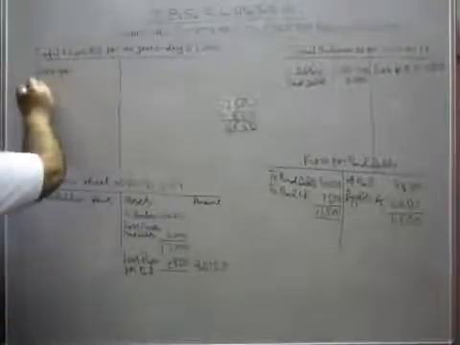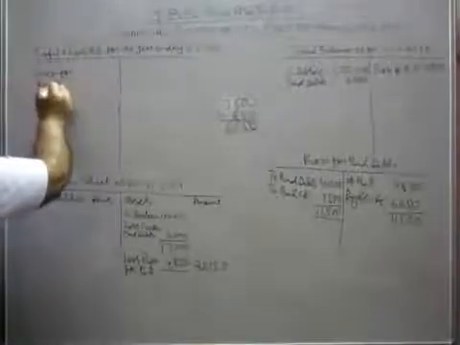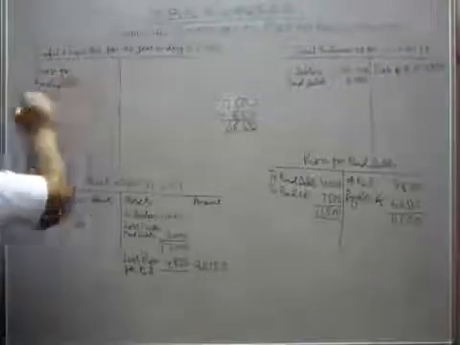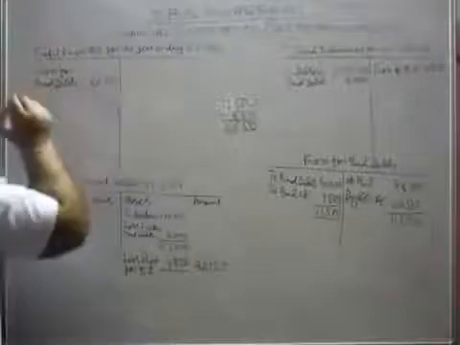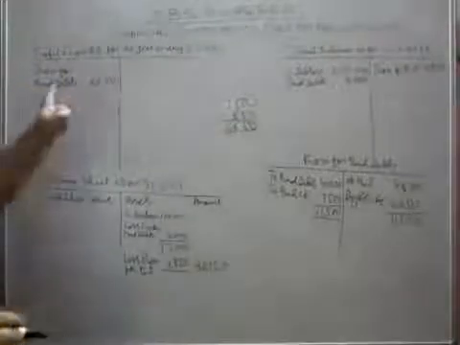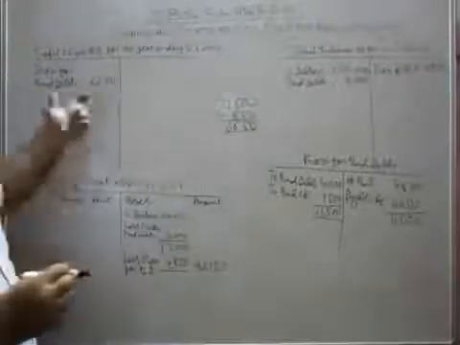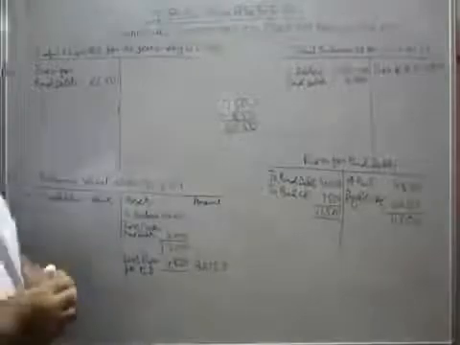Provision for bad debts. How much? 6650. Net figure. This is the figure. The other way of presenting this is that you show the whole thing there. So it will be shown like this.